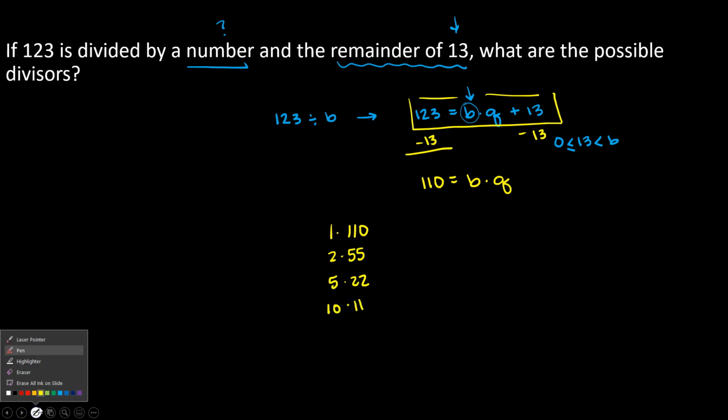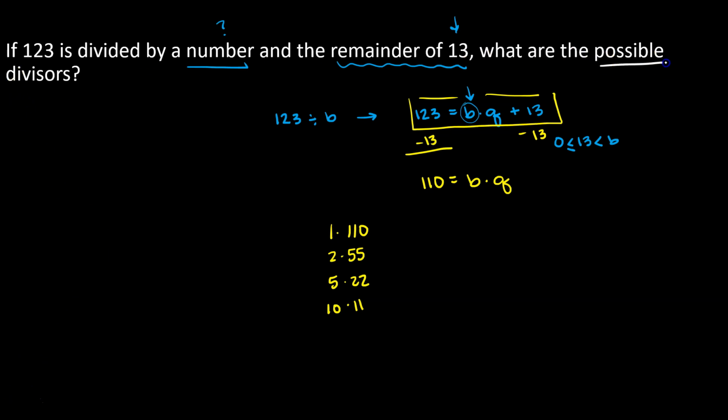Now, if we're looking at the divisors, again, we're looking for b. We want to know what the possible divisors are. That's the b value in this division algorithm. We know that b has to be larger than 13. So b cannot be the 1, but it could be the 110. It couldn't be the 2, but it could be the 55. It can't be the 5, but it could be the 22. And if we look at 10 and 11, neither one of those are larger than 13. Although those two whole numbers do multiply to be 110, they don't work out because of the value of b.